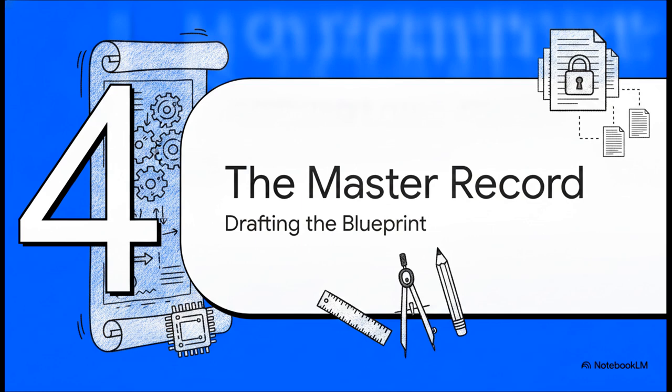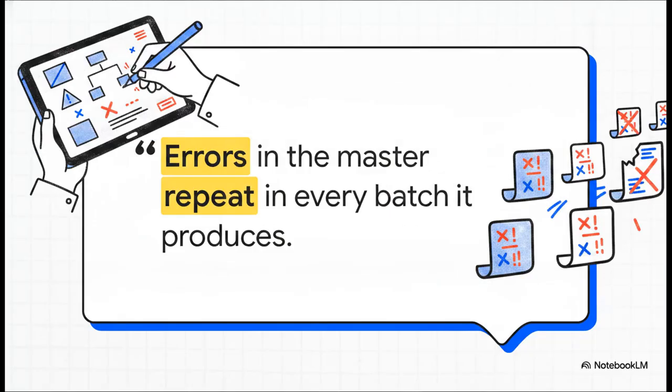Okay, Section 4, the master record, drafting the blueprint. The master record is the strictly governed template from which every single individual batch record is generated. And I want you to consider this rather chilling truth for a second. Errors in the master repeat in every batch it produces.